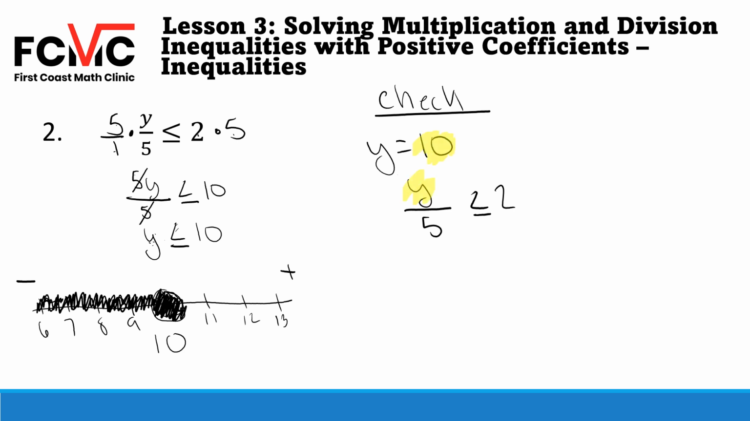We could replace y with 10. So I'll have 10 over 5 is less than or equal to 2. 10 divided by 5 is 2, and I get 2 is less than or equal to 2, which is true.